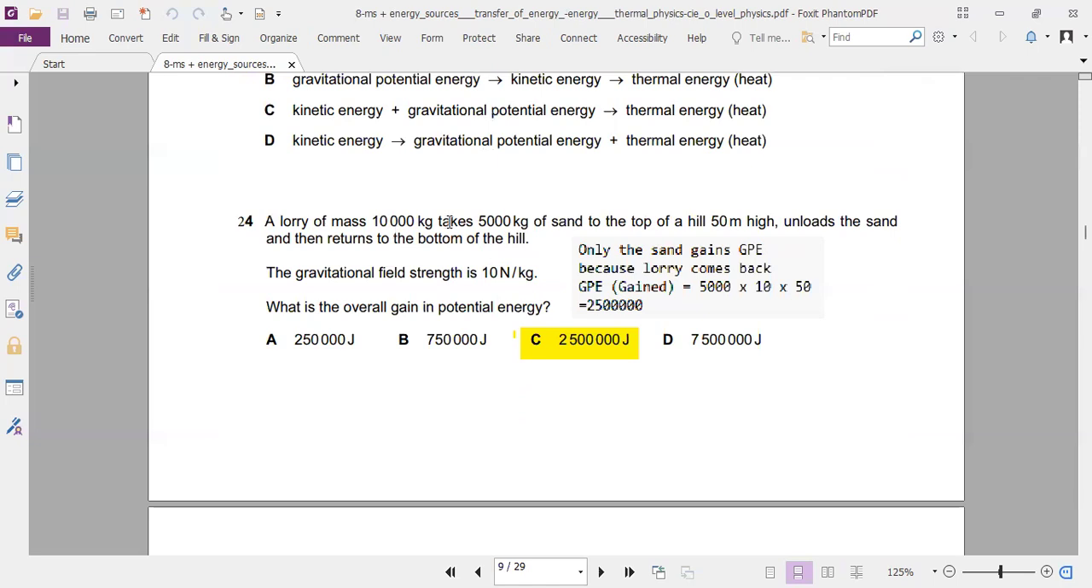A lorry of 10,000 carrying a load of 5,000 goes 50 meters high and then comes back. What is the overall gain? The overall gain will only be for the load because the lorry comes back. So we will consider 5,000 times 10 times 50, which gives us this.